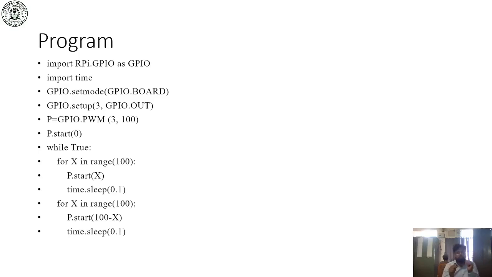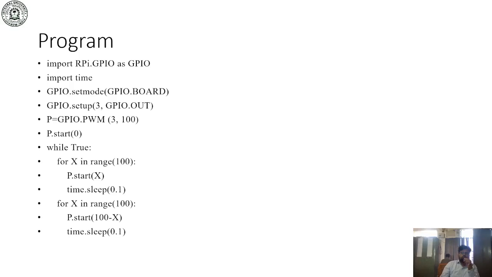In the same way, the last 3 lines show the brightness decreasing from 100% to 0. That's why we use p.start(100 - x). When the value of x increases, the brightness will decrease. Here also I have used time.sleep(0.1), meaning at 0.1 intervals the value of x will be incremented by 1 and the brightness will be decreased gradually from the highest level to the lowest level.